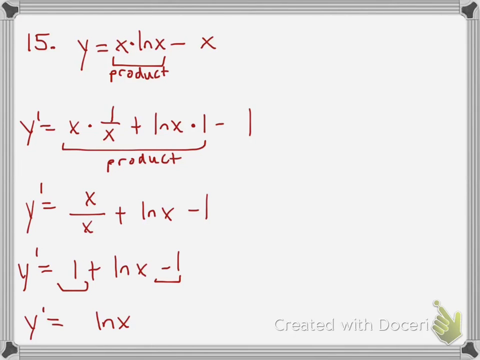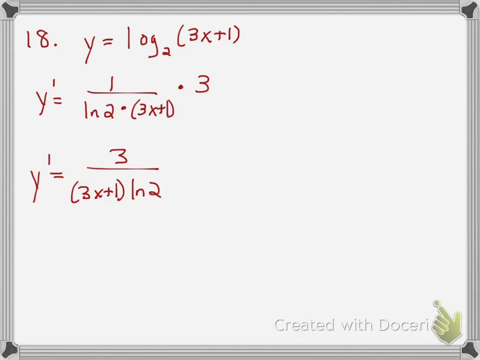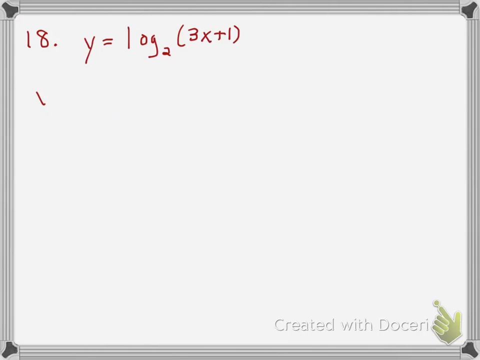So you started with that original function, x natural log of x minus x. When you took the derivative, you just ended up getting the natural log of x. Okay. So at this point, oh, we got one more problem. Let's go through one more.